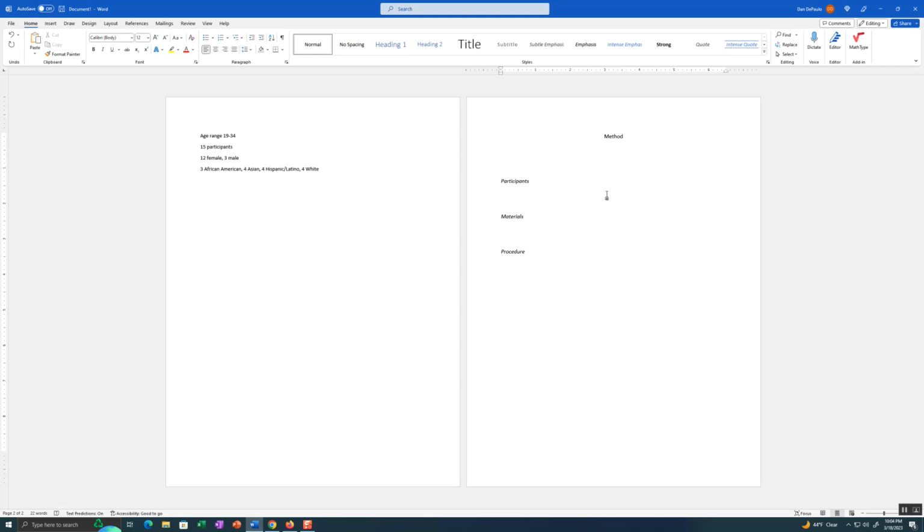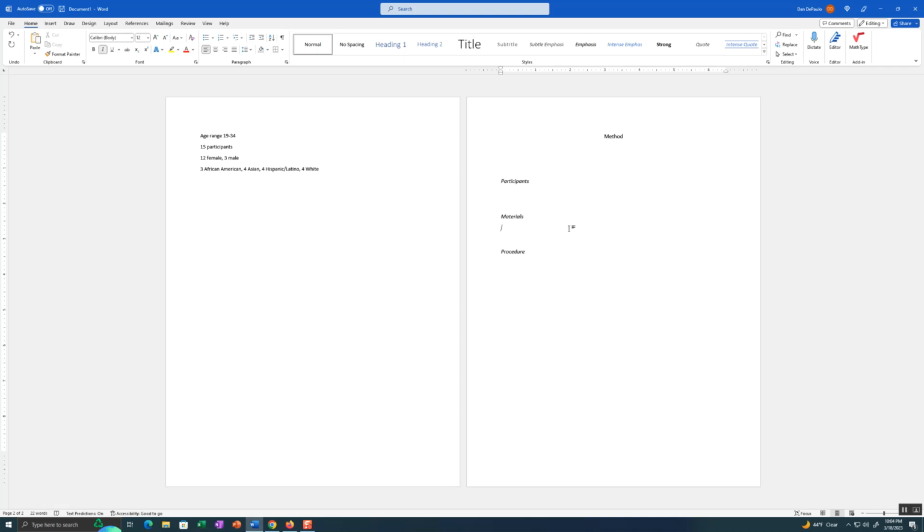15 participants were recruited from a research and psychology class at BMCC, or you can write out Borough of Manhattan Community College. For these 15 participants, the age range was 19 to 34. There were 12 females and 3 males, and then there was this breakdown of ethnicity. So you're going to write all that down here. It's going to take you about 2 sentences under participants.